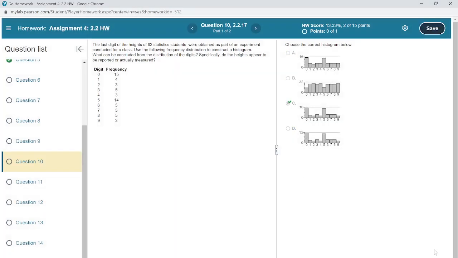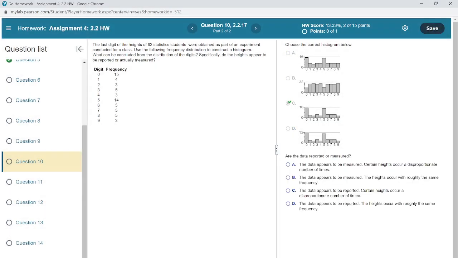To answer the second part: are the data reported or measured? Measured means actual measurement. When you measure height, the actual data should not be exactly a whole number. It could be like 63.5 inch or something like that. So it does not appear to be measured.